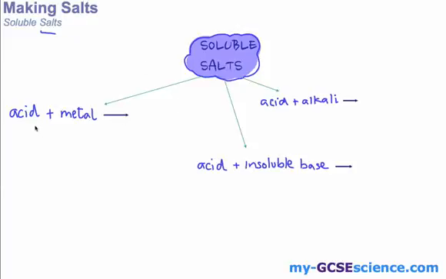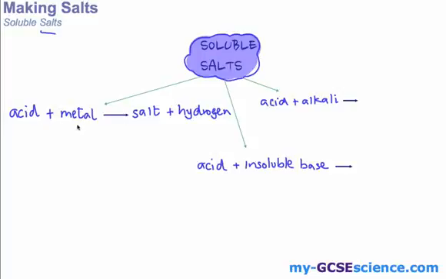Now the first way that we can do it is by reacting an acid with a metal, and when we react an acid with a metal, if the metal is reactive enough to react, we will get a salt and hydrogen. And the name of the salt that we get depends very much on the acid or the metal that we use, and we're going to find out how we actually work that out later on in this video.